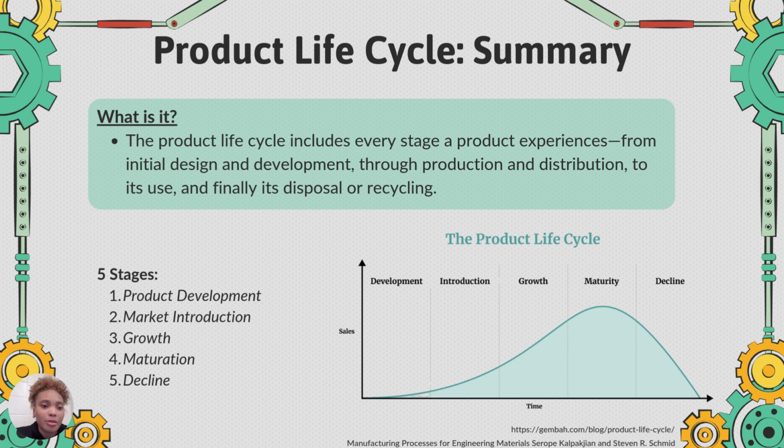So, what is a PLC? PLC includes every stage a product experiences from initial design and development through production and distribution to its use and finally its disposal or recycling. And its 5 stages include the product development, market introduction, the growth, the maturation, and the decline.